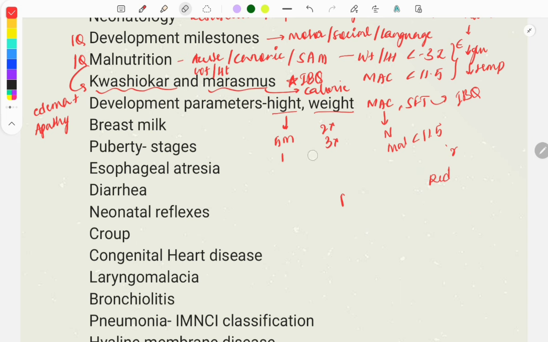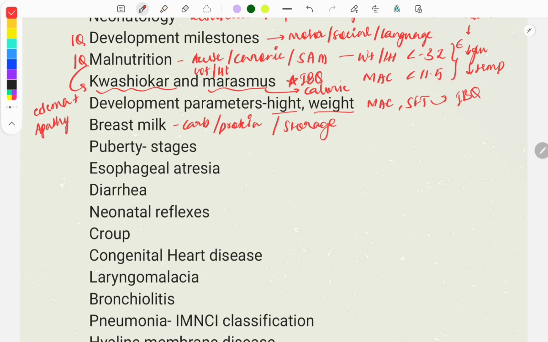Then moving on to the breast milk. So questions are asked on the content of the breast milk. That is, which carbohydrate it contains and how much quantity, then the protein, which protein it contains and in how much quantity, the fats, the minerals, the vitamins. So all these questions are asked related to the breast milk, and also its storage. How do you store the breast milk?